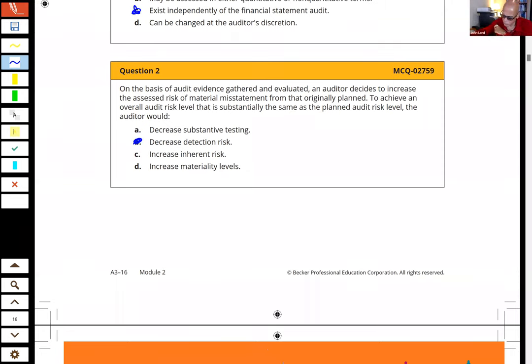They tell us that on the basis of audit evidence gathered and evaluated, the auditor decided to increase the assessed risk of material misstatement. Now, when I read that, I'm thinking that in step one, the auditor must have attained an understanding of the entity's environment and their internal control to evaluate the design. And they must have done a walkthrough to see that it was implemented. And based on that, they must have assessed the RMM at less than maximum.